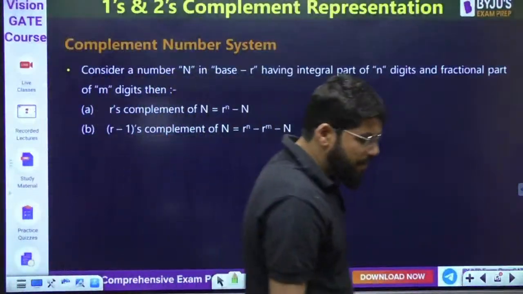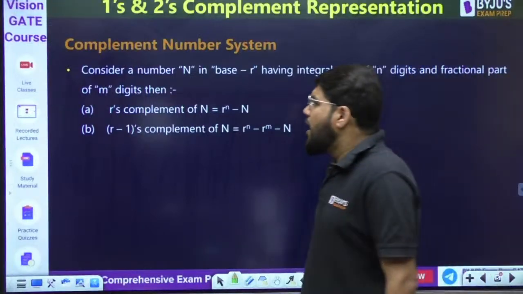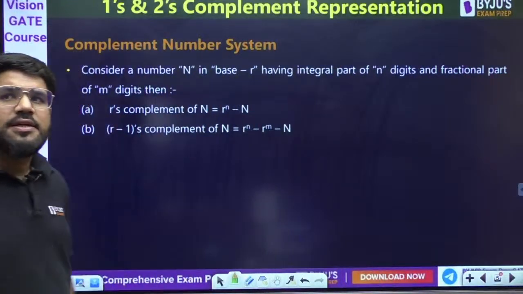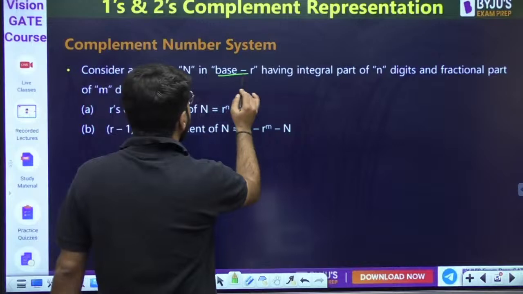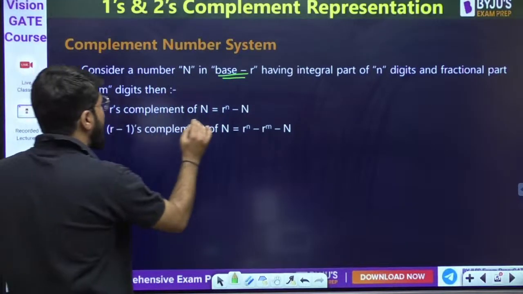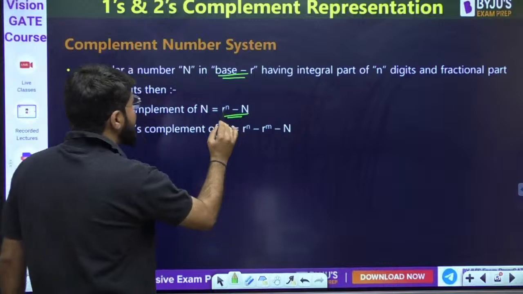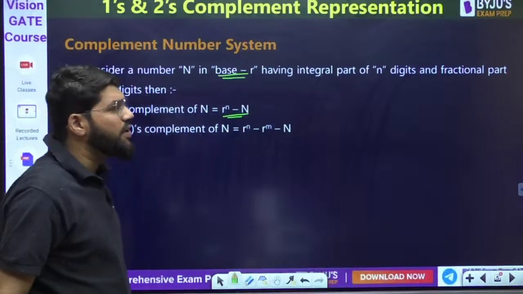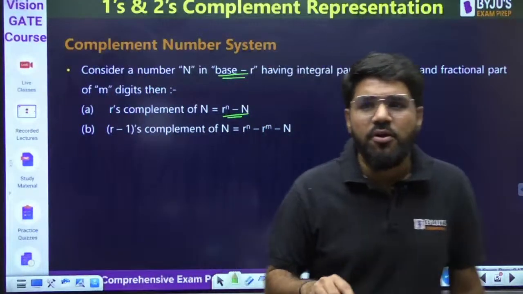So guys, complement number system, the R's complement. Let's consider a system having base R, radix R, and a number in base R. The R's complement is basically given by R raised to the power n minus N, where n is the number of integral digits. What is the meaning of number of integral digits?